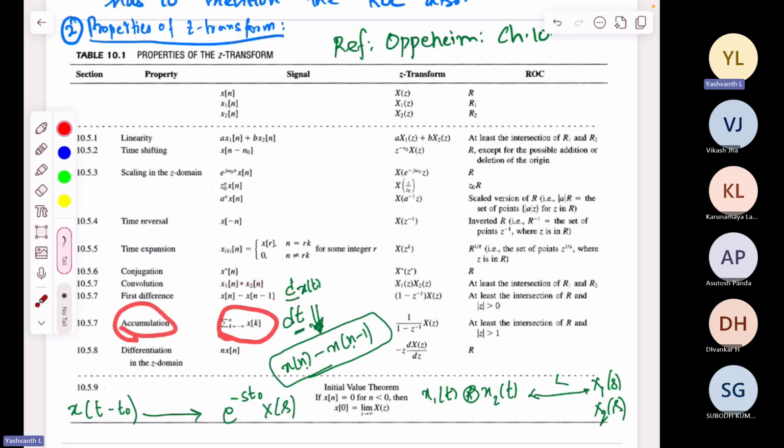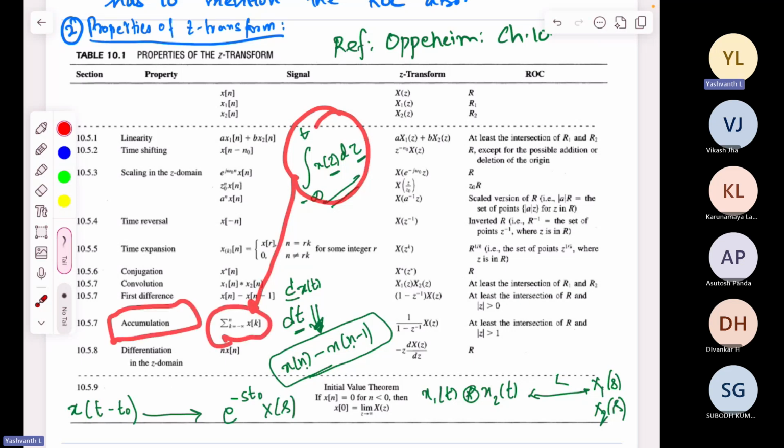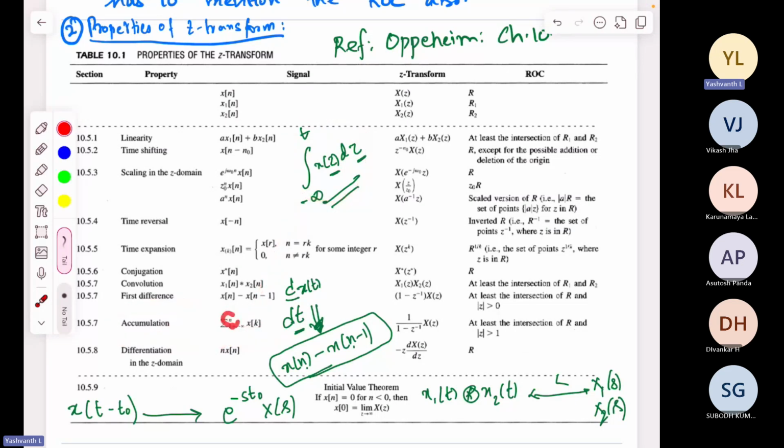Accumulation means you sum over x of k. This counterpart is an integration. If you remember, in the continuous domain you have the integral from minus infinity to t of x of tau d tau. This is an integration in the continuous time domain, for a continuously varying x of tau, that is, for a continuous time signal. But for a discrete time signal, the counterpart of integration is nothing but a summation. This accumulation is like the integration property we had seen in the Laplace transform. So the accumulation property says that the sum of x of k from k equal to minus infinity up until time n has the z transform 1 over 1 minus z inverse times X of z.